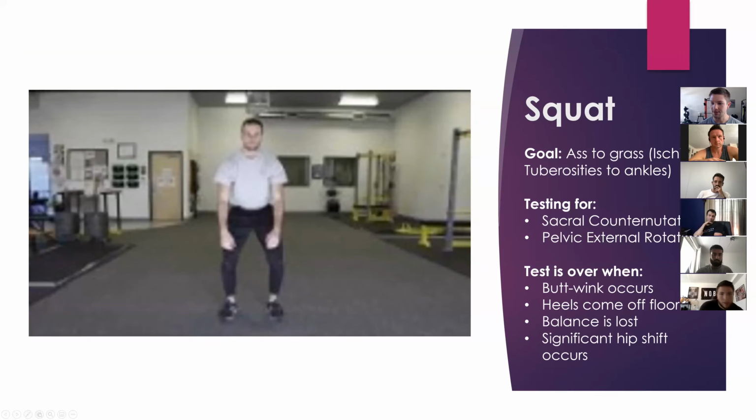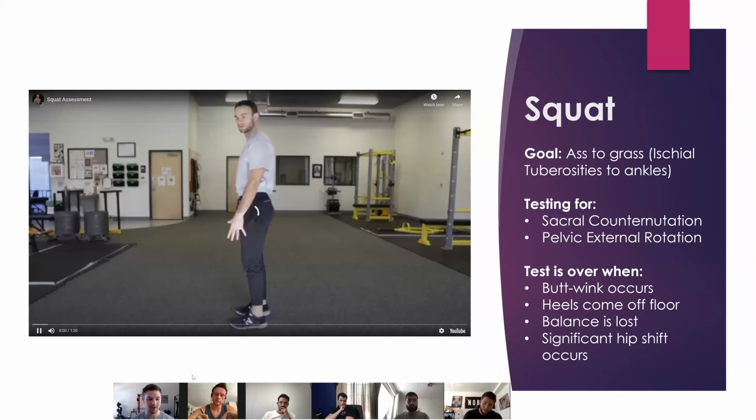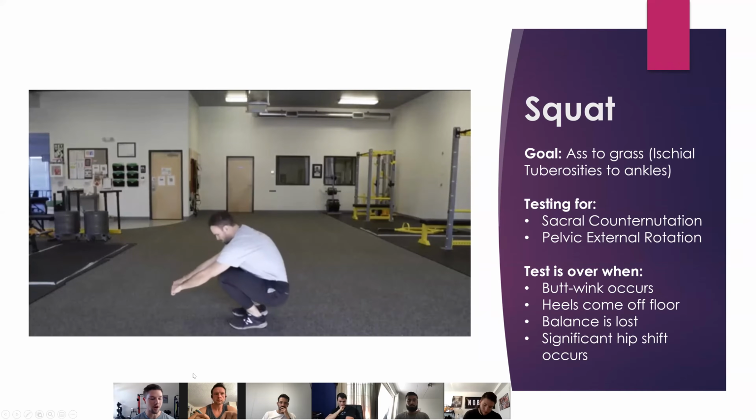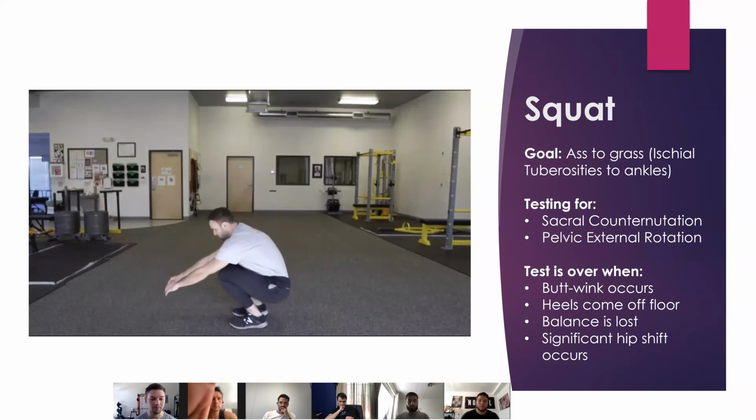The next one is the squat. So this is just testing for the ability. This is just the arc that we were talking about. Can you get all the way down there? If your back rounds a little bit, it's not really the end of the world, but if you get a butt wink, then that's not necessarily what we want.